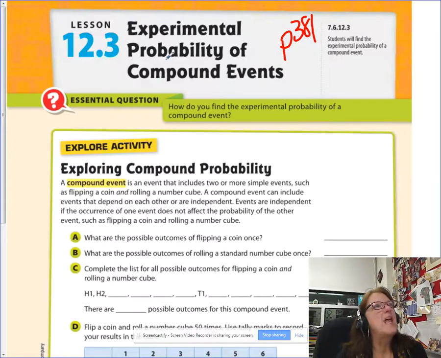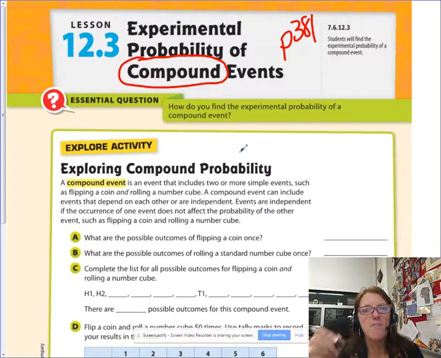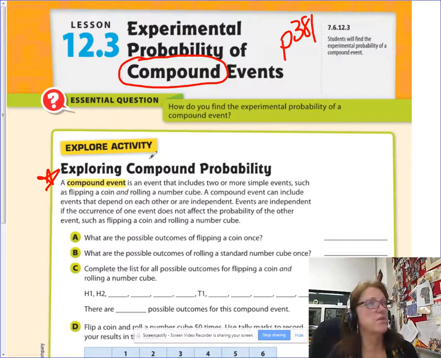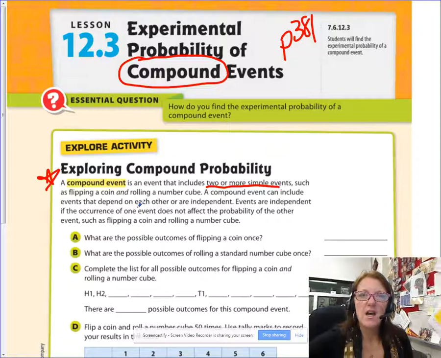Okay. Today, what we're going to talk about is finding experimental probability of compound events. Okay. Compound. So let's take a look at what they mean by a compound event. What they're talking about basically is when you have two events happening together and you're considering them together. Okay. Two or more is the way they define it.